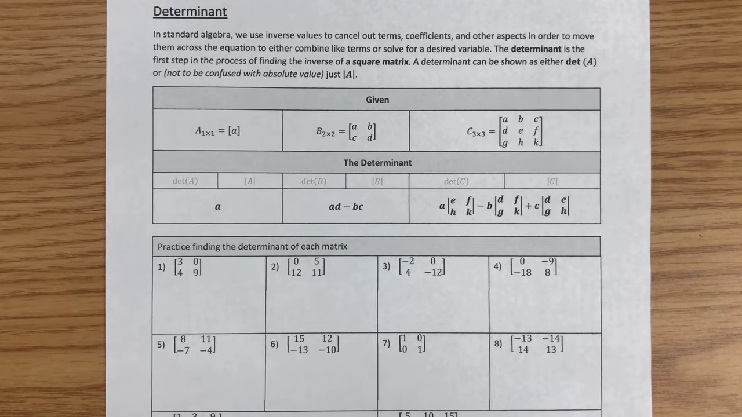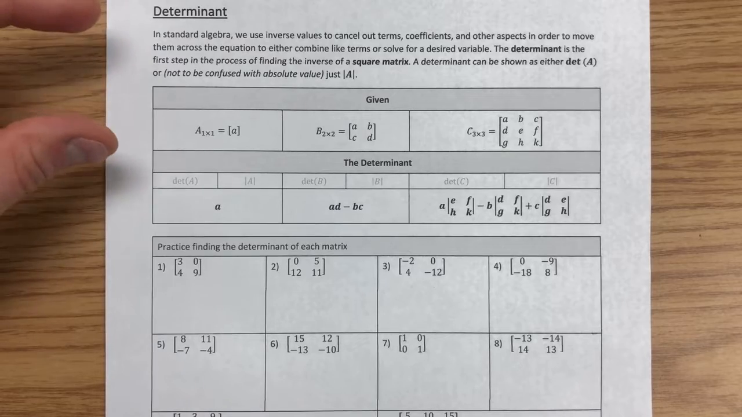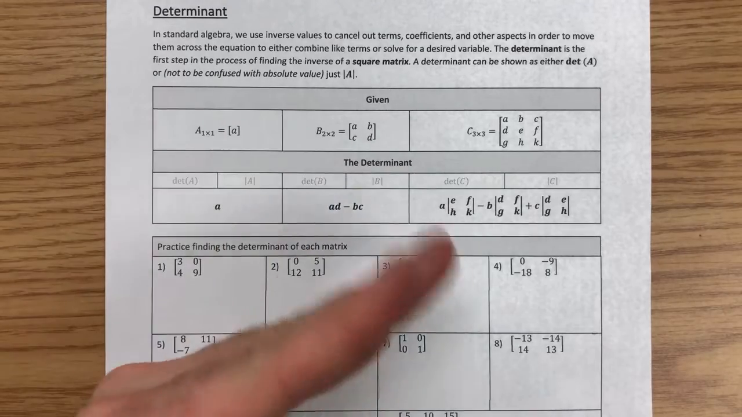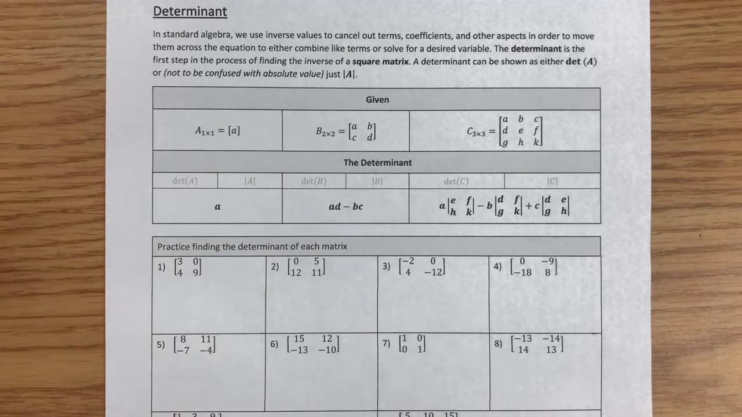So today we're going to be looking at the determinant. Now this is the first part of a two-part sequence where we're going to find the determinant of a matrix in order to find the inverse of a matrix. Now the inverse of a matrix is used to completely cancel out all the terms and reduce it down into the identity matrix, which in essence solves the matrix.